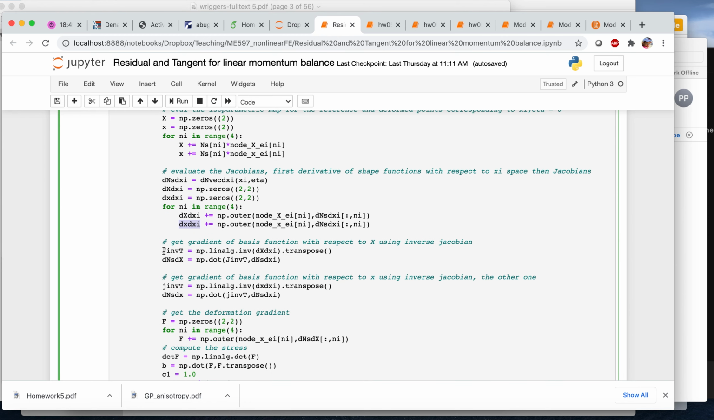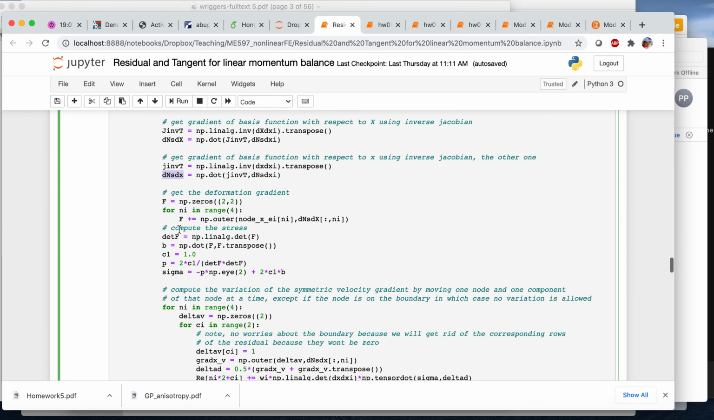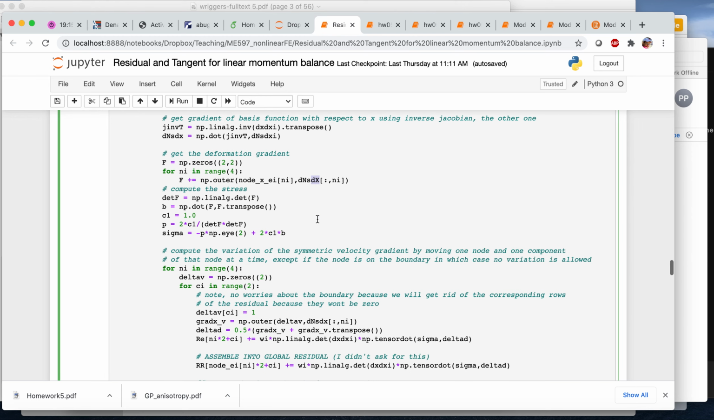If I get the inverse transpose of each of these Jacobians, then I can calculate derivatives of the shape functions with respect to capital X, derivatives of the shape functions with respect to lowercase x. Then get the deformation gradient. So, it's like the sum of the dyadic product of the lowercase x times the derivative of shape functions with respect to capital X. Given the deformation gradient, compute the stress.